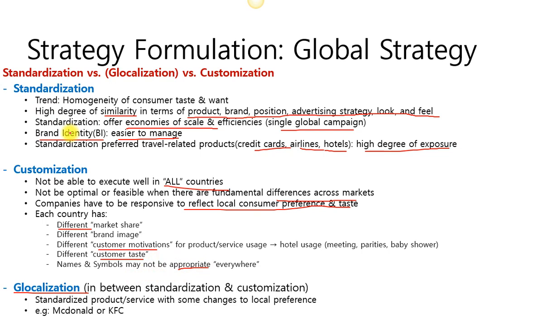So what a lot of global companies do is they go for glocalization, which is in between, right? Standardized product service with some changes to local preference. So Starbucks also, they use glocalization. The cakes that you see in Korea are different from the cakes that you see in Japan.